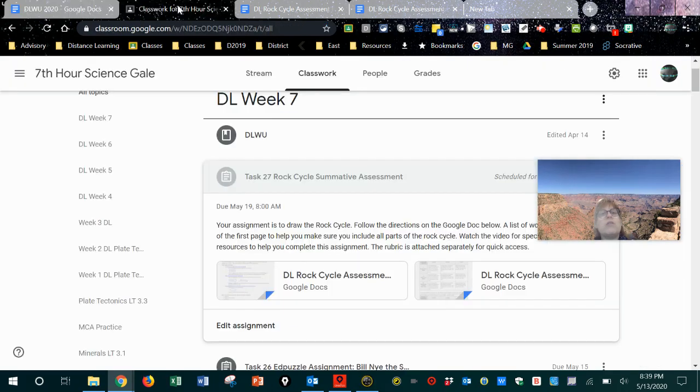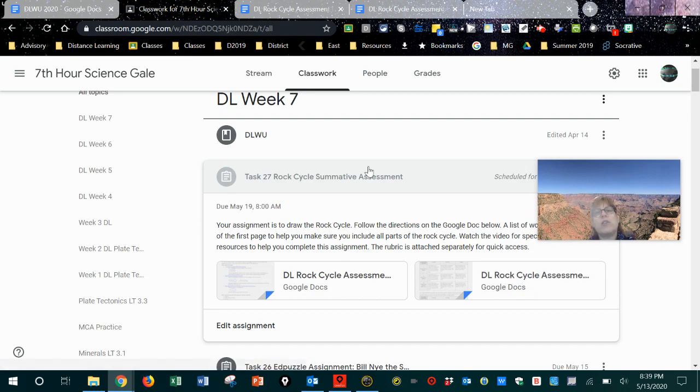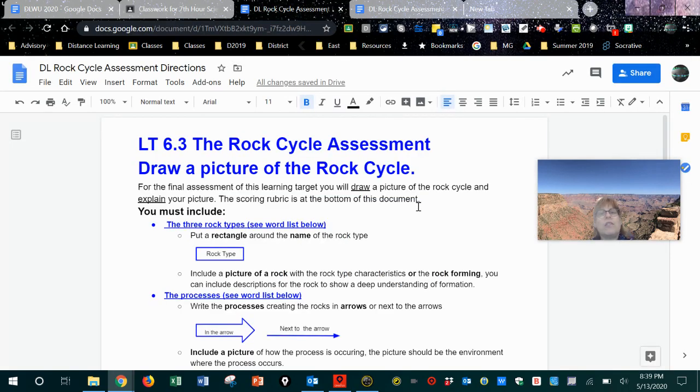When you go into Classroom, there are 2 links there. The first one is the Distance Learning Rock Cycle Assessment, and those are the directions. And then the other one is a copy of the rubric so that you can see what you need to make sure you have on the Rock Cycle Summative Assessment. And here is the assignment.